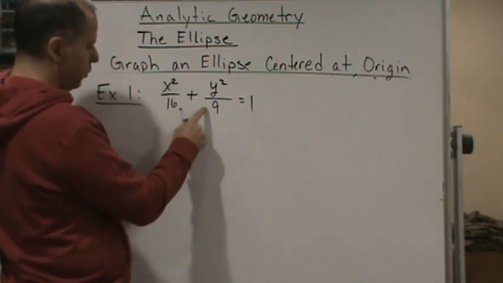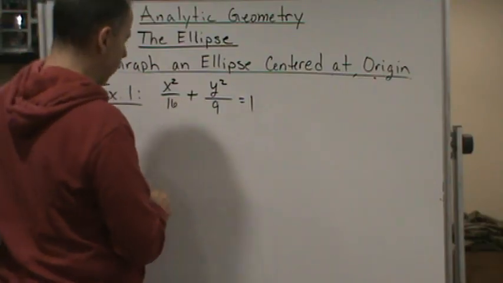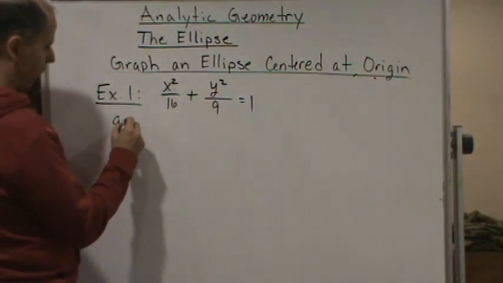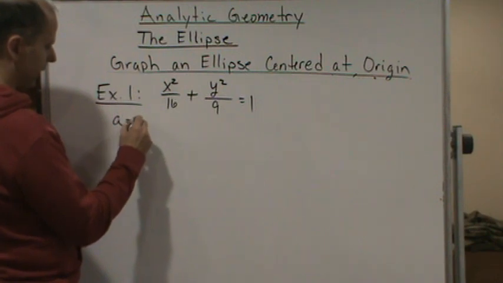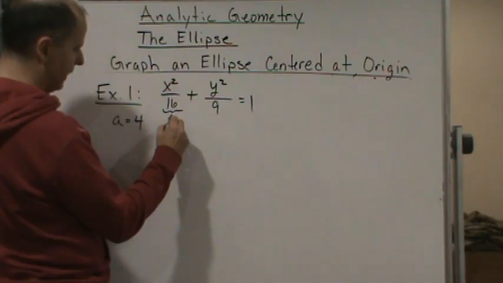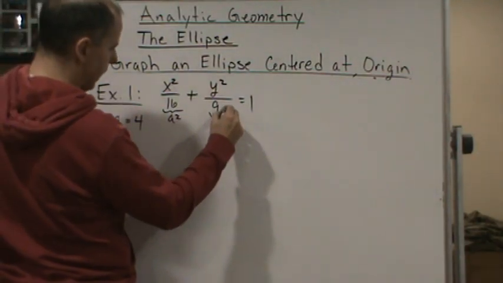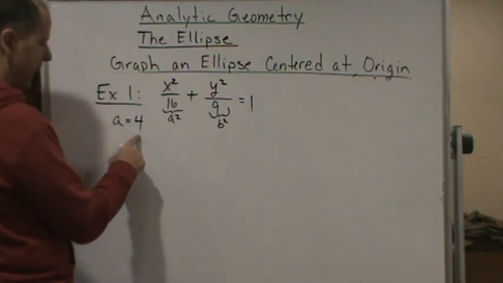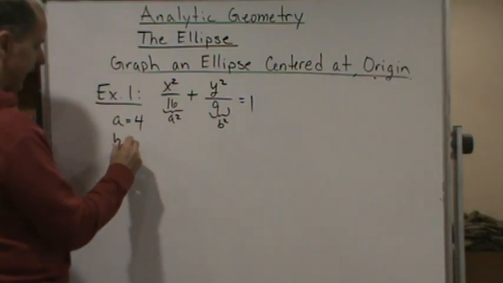Okay, so we also know what the a and b are now, right? So we know that a has to equal what? So a is equal to 4 because this is a squared, right? So this is my a squared. This is my b squared, right? So I know my a has to be 4. My b has to be 9.